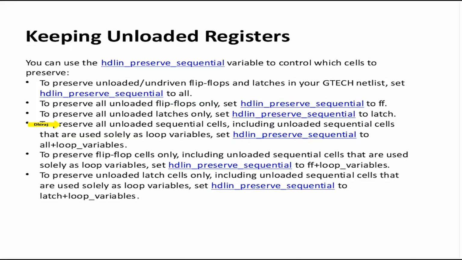So if you set this variable to all plus loop, it will start saving the loop variables also. Please be very careful in using this variable, because by default this variable is not set. It's set to the default value, which means that it will not keep unloaded registers. If you choose to enable it to all, FF or latch, you should be prepared to see an area increase. So you should be very careful while using this variable.